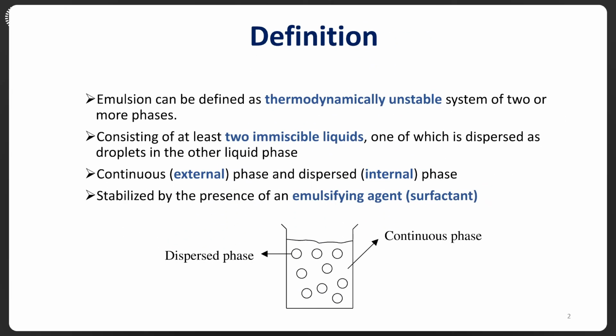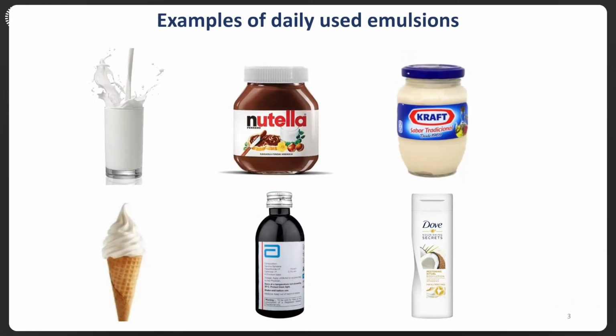Emulsion can be defined as a thermodynamically unstable system of two or more phases, where the phases cannot be mixed with each other due to the difference in their properties, where one phase is the external phase and the other one is the internal phase. Examples of daily used emulsions are milk, shampoos, and many beneficial medications.